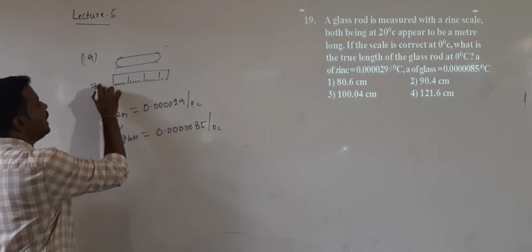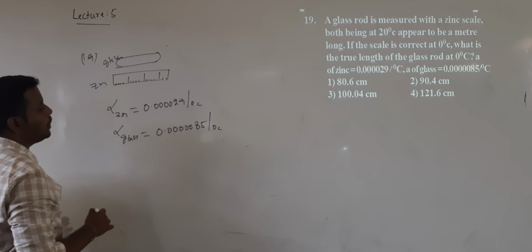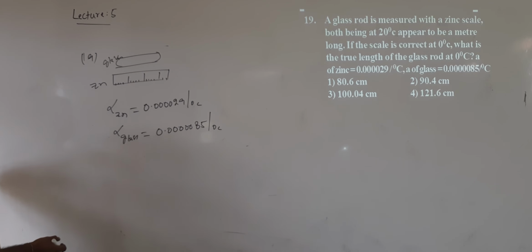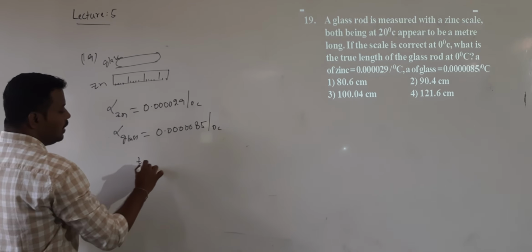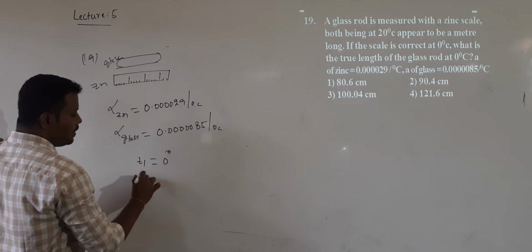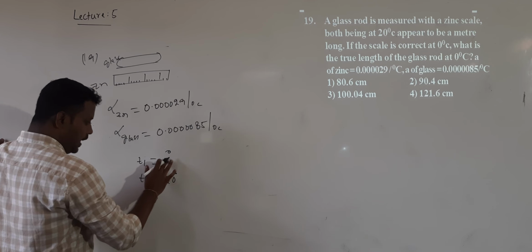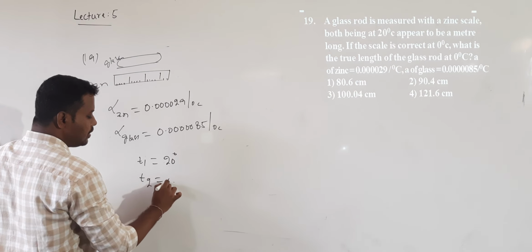This is the zinc scale and this is the glass rod. So due to that reason, what happened? The expansion of the glass will be less compared with the zinc. So that's why the reading will be wrong. What is the initial temperature they have given? T1 is given as 20 degrees Celsius and T2 is 0 degrees Celsius.